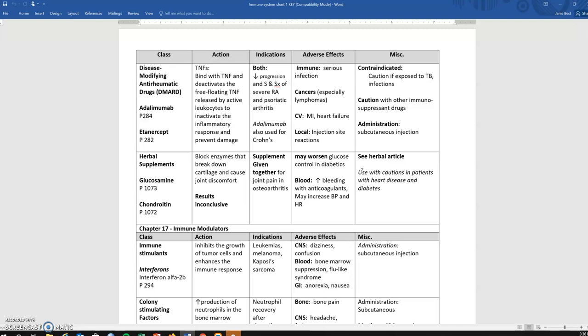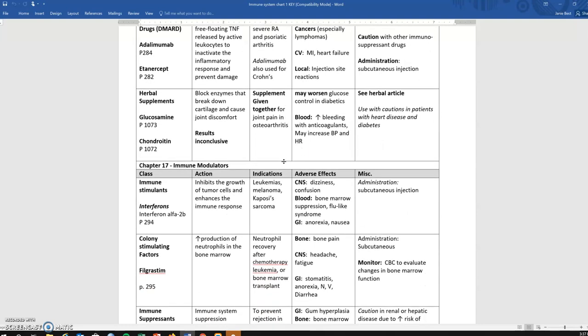They can cause some cancers, they can cause some cardiovascular effects, myocardial infarction or heart failure, and typically you can get a local site reaction from the subcutaneous administration. These are very expensive drugs, and they're used cautiously because of their risk for serious infection.